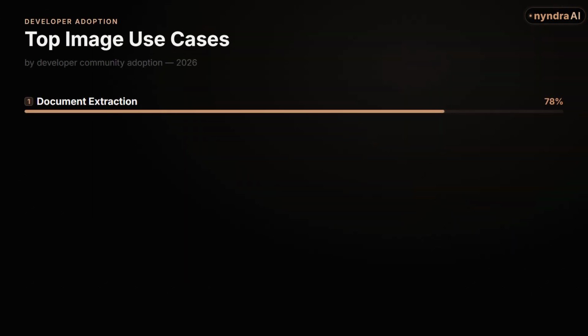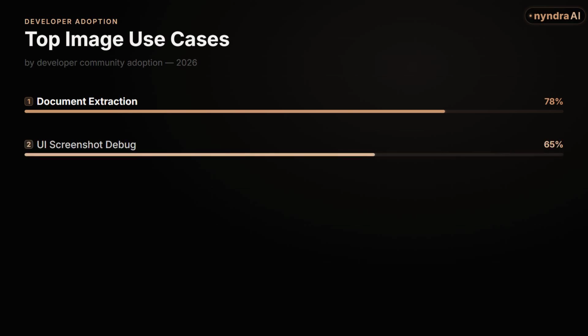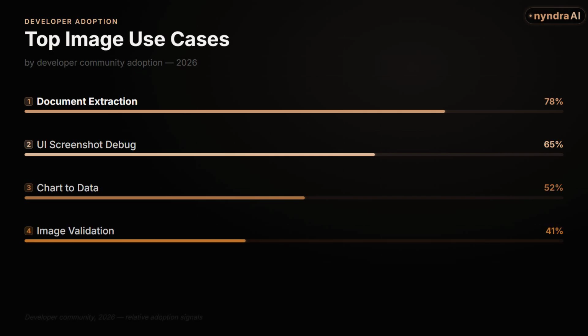5 use cases developers actually reach for, based on community-reported adoption. Document extraction is number 1, clearest return on investment. UI screenshot debugging is number 2. Every one of these used to need a specialized library.